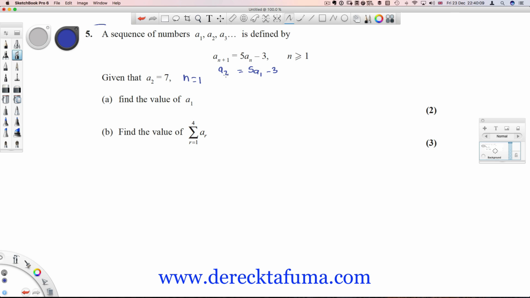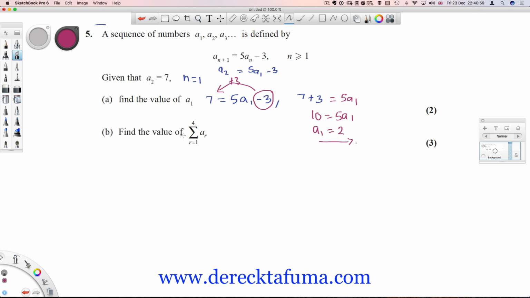So we can find the value of a1 because we know that a2 is 7, so 7 equals 5a1 take away 3, which means that 7 add 3, because this 3 moves to this side and becomes a plus 3, so 7 plus 3 equals 5a1, so 10 equals 5a1, which means a1 equals 2. Okay, so that's part A.